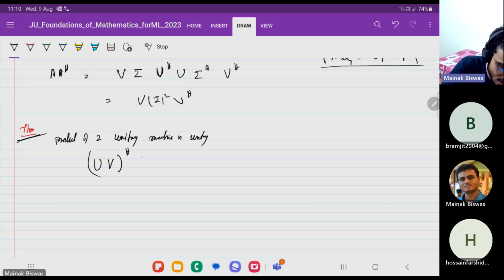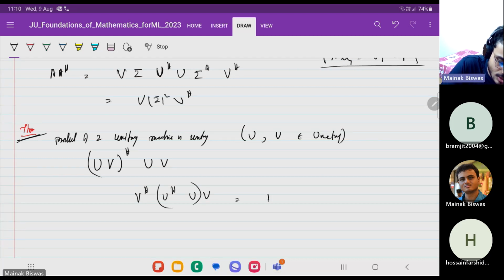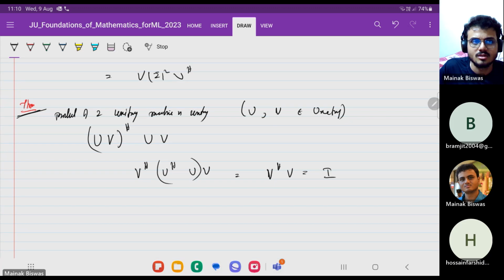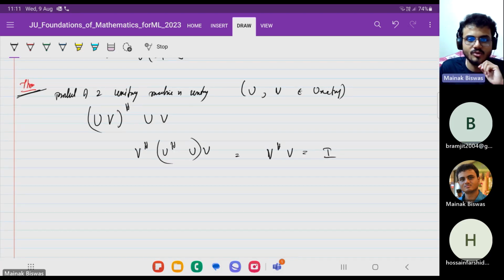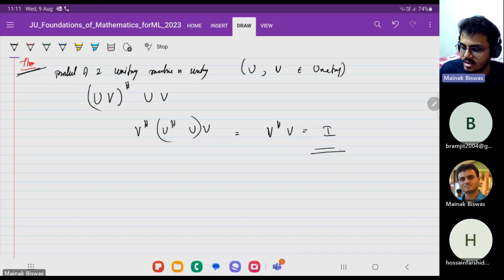You can directly take the Hermitian, right? Say U and V are unitary matrices. So what will you get? You'll get V Hermitian, U Hermitian, UV, yes or no? Which is equal to V Hermitian V equal to I, yes or no? Is this line okay? So if U and V are unitary matrices, their product also will be a unitary matrix. That's what I have shown over here.